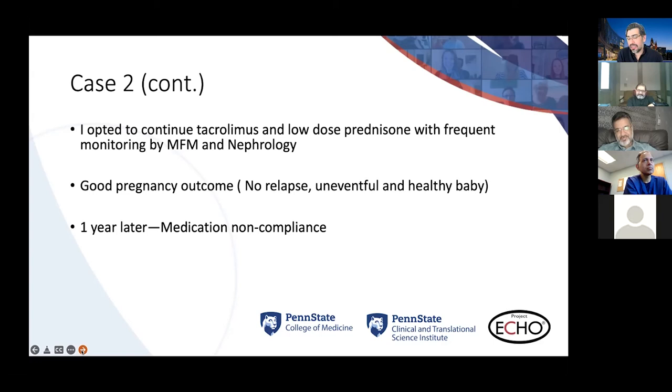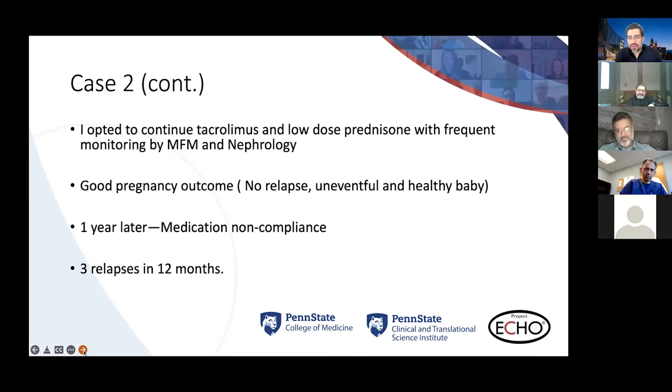A year later, and I explained, we continued after the delivery. A year later, she had some medication non-compliance, which we found out through the pharmacy refills and all that. And she was going through, I think, 3 or 4 relapses in 12 months. So I put her back on tacrolimus, and any time she had a relapse, we gave her high dose steroids and then started the taper.